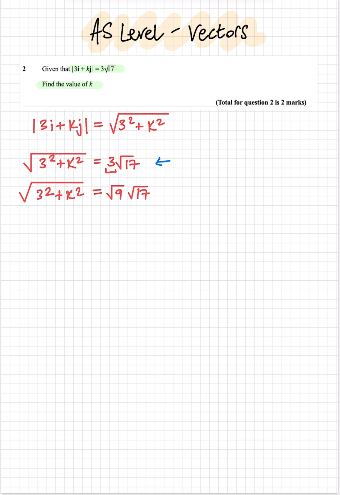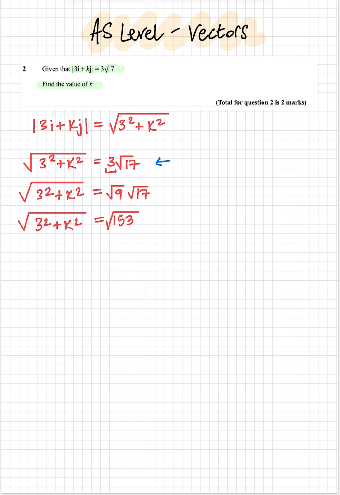So now I'm going to work by simplifying the right-hand side a little bit more, but remember I'm reversing this simplification. So what I can do is write this as root 9 times root 17, which is root 153. So we're going to change this to 153, still square rooted, and then we've still got this 3 squared plus k squared, all square rooted on the left-hand side. Now I'm going to solve this equation for k.